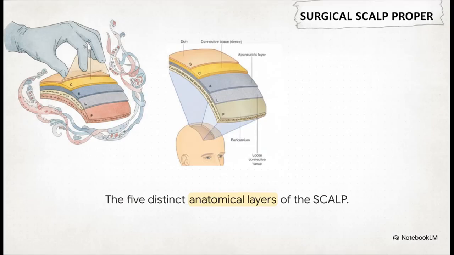Take a look at how those first 3 layers, the skin, the dense connective tissue, and the aponeurotic layer are tightly bound together. They practically act as a single unit. In surgery, we actually call these the surgical layers of the scalp, or the scalp proper. So if a patient comes in and their scalp has been torn off in a severe injury, it's almost always these top 3 layers that come away together.